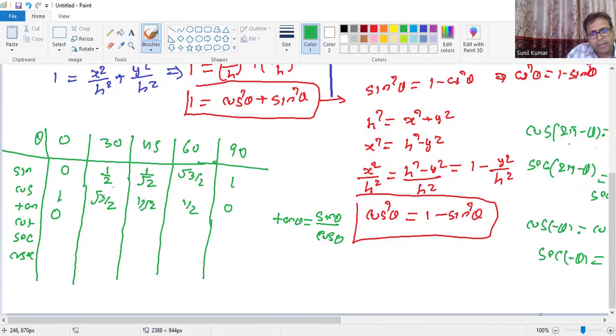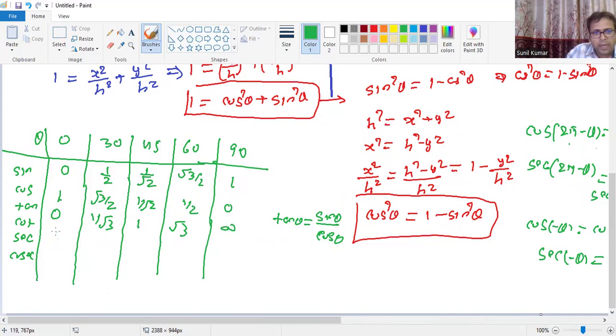Tan 30, so 1 by 2 divided by root 3 by 2, it will come 1 by root 3. And tan 45, both values sin 45 and cos 45 are the same, so if we divide, we get 1. So tan 45 is 1. Similarly, tan 60, sin 60 is root 3 by 2 and cos 60 is 1 by 2. So if we divide, we get root 3. And if we divide 1 by 0, that is going to be an infinite value. So tan 90 is infinite.